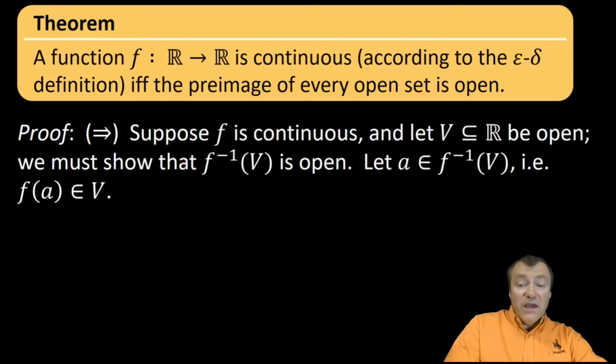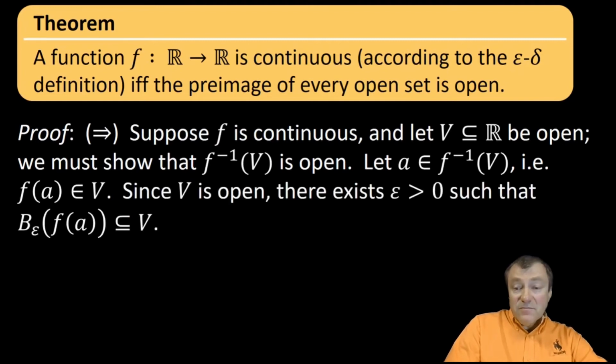Let A be any point in the preimage of V, which is to say that f of A is in V. This is saying that the preimage of V is non-empty, but of course if the preimage of V were empty, then f inverse of V would be open anyway, and we'd be done in that case.